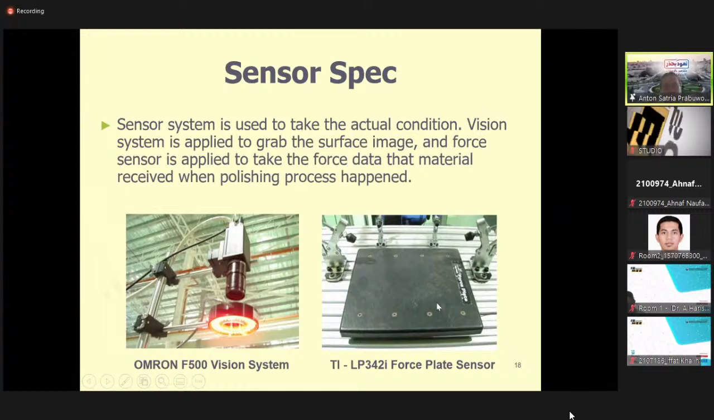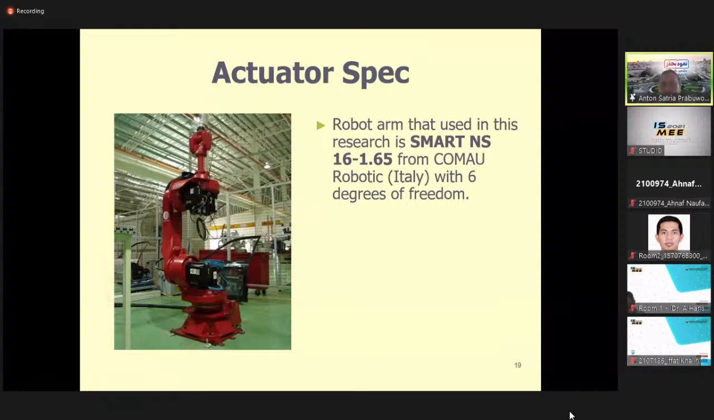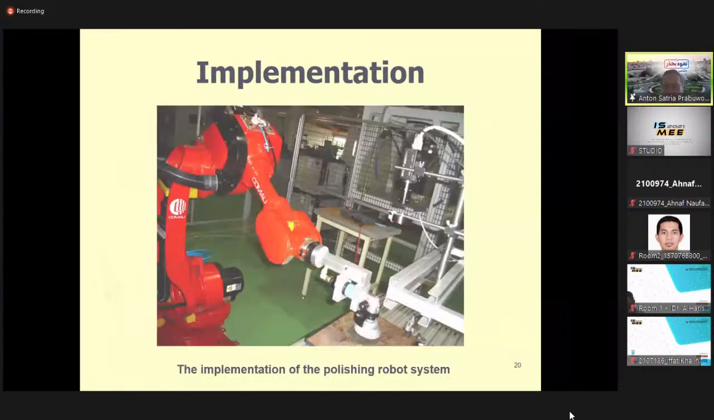And then the right figure shows the force plate sensor. We put this specimen on top of this force plate sensor in order to sense the force of the polishing from the end effector of the robot. For the actuator spec, we use a robot arm, Smart NS from Comau, with 6 degrees of freedom, in our lab. And this is the implementation process after installation of everything, and development of the algorithm, as you can see.